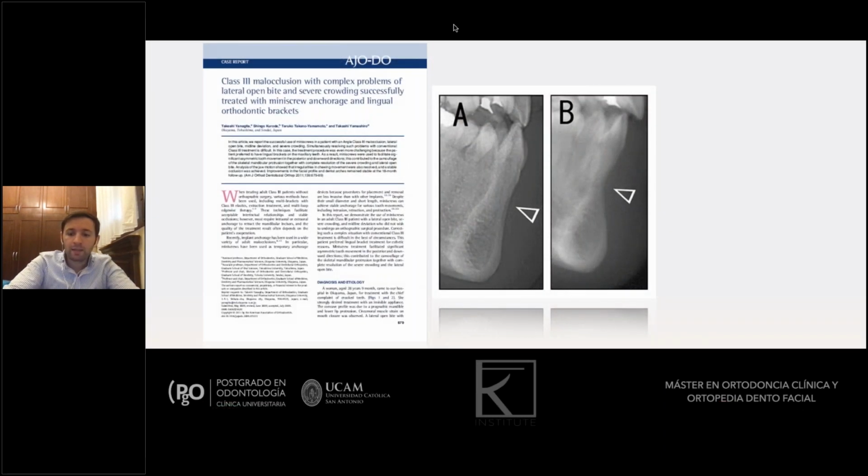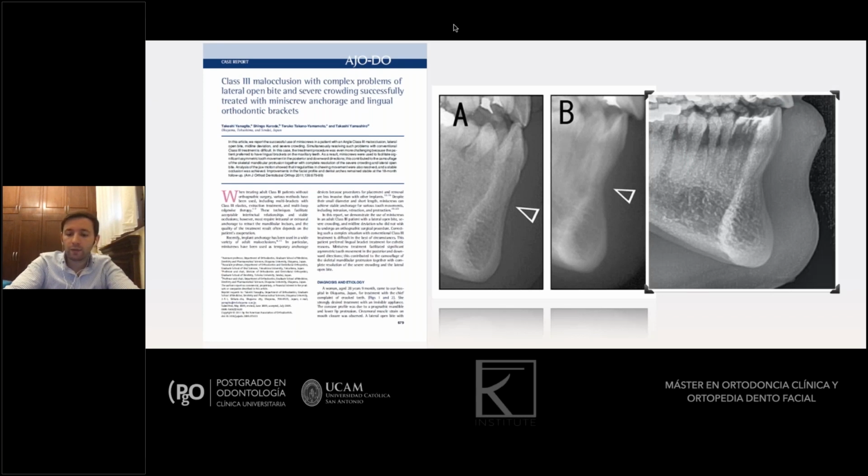So, something important, when we make the correction of a class 3 patient, we need to respect this angle. Look at, this is really important for us. We need to respect the sulcus between the chin and the lower incisor or the lower lip.